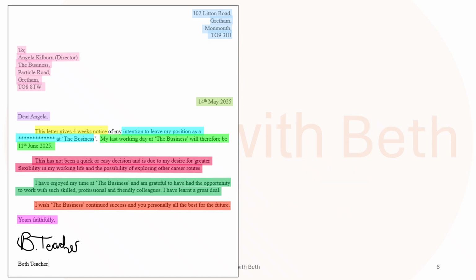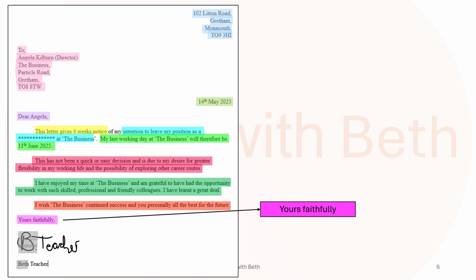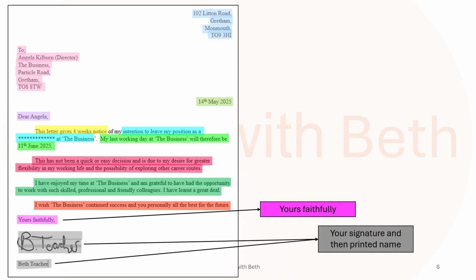Then you will sign off with yours faithfully. And then at the end you would have your signature and then your printed name.